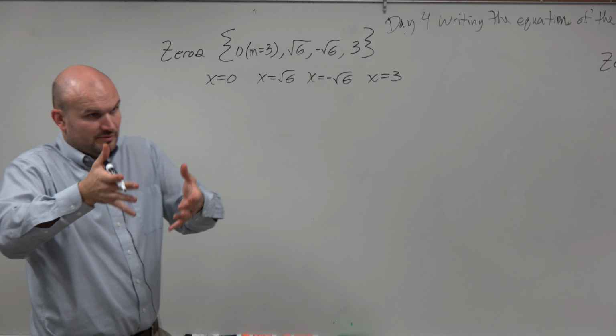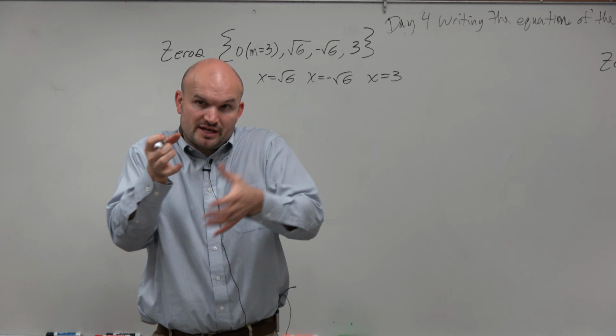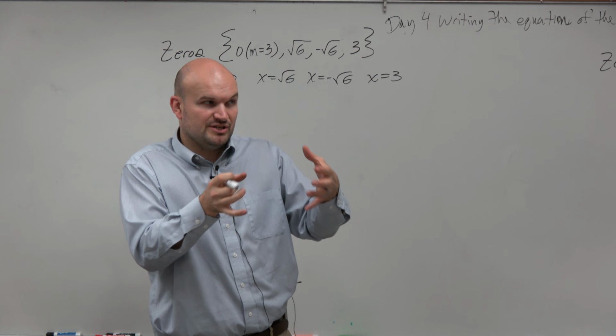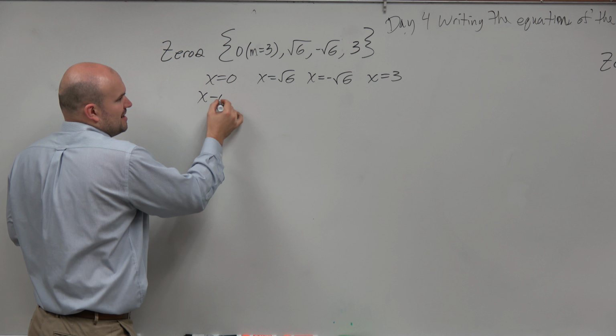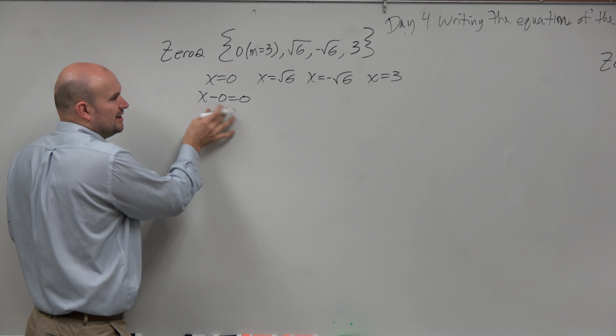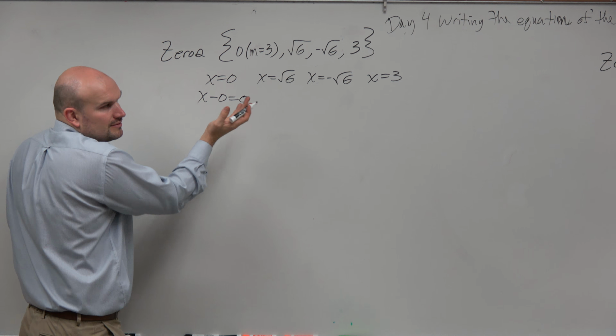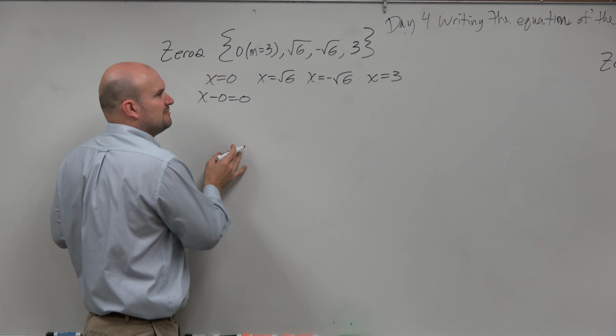Then, to go from your zeros to their factors, basically we're reversing the zero product property, so we just set them equal to 0. So here, you could say x minus 0 equals 0 if you want to. But do we really need to write x minus 0? No, but it's a placeholder, and we'll just keep it there for right now.